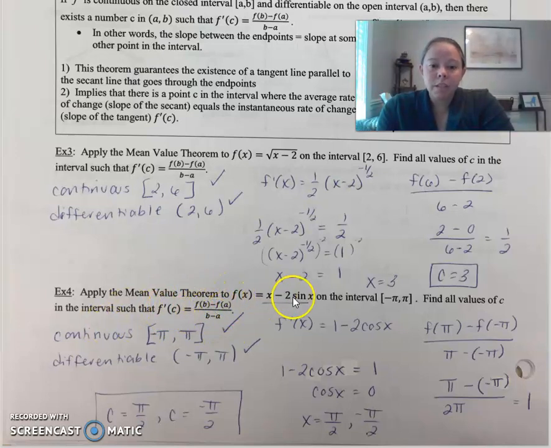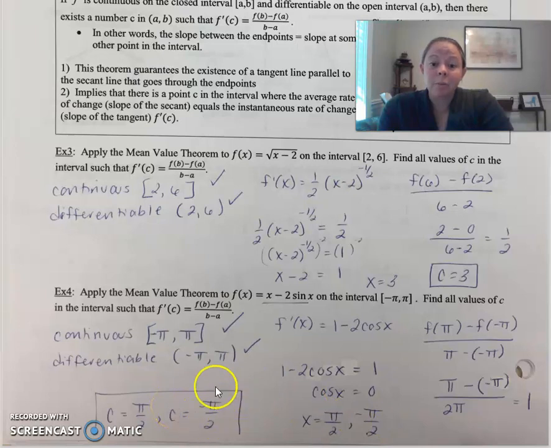This function is continuous and differentiable. We're good: continuous on the closed, differentiable on the open. I found the derivative. Off to the side, I found the slope of the endpoints and got a nice pretty 1. Now I'm going to set the derivative equal to 1 and solve from there. So when is cosine of x equal to 0? Remember, visualize the graph. Where does that graph hit the x-axis within the interval I care about? And I actually got 2 answers on this one.